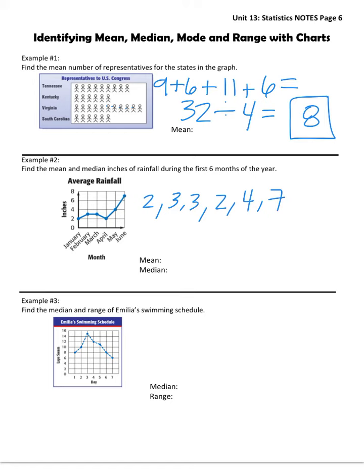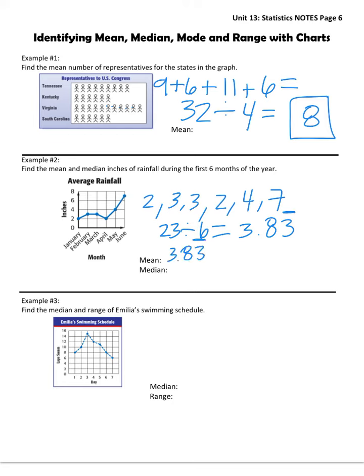So we're going to do 2 plus 3 plus 3. So 2 plus 6 plus 6 plus 7. That gives us 23. And divide that by, I'm sorry, divide that by 6, because there are 6 months that we're looking at. That gives you 3.83 repeating.